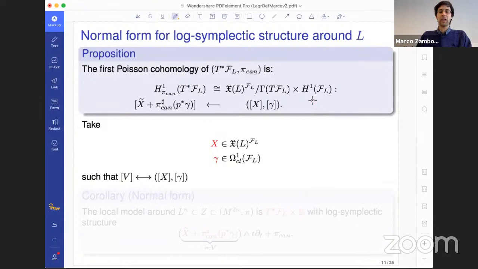So using this, we can give a concrete isomorphism between the first Poisson cohomology and something else. Something else in this case is a quotient of the vector fields on the manifold L that preserve the foliation, cross the first foliated cohomology. And so the map from left to right is essentially what I showed in the previous slide, but it's easier to describe it the other way around. If you take elements in these quotient spaces, you can construct a nice Poisson vector field on T star of the foliation, in formulas given like this. So this is the vertical part, and this is the horizontal part, which is a cotangent lift.